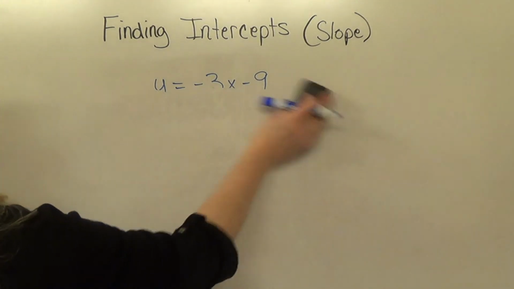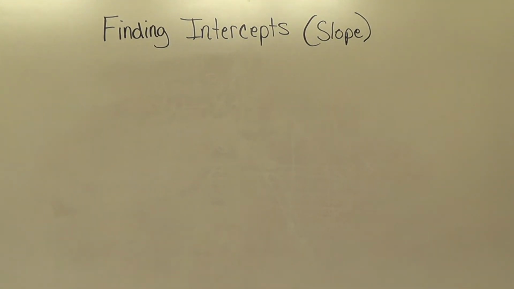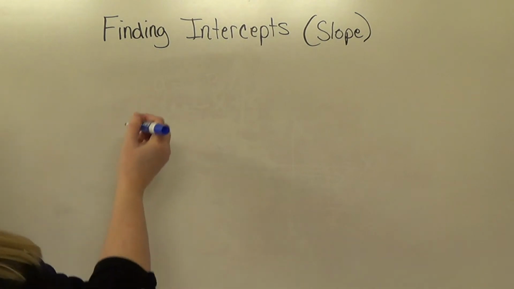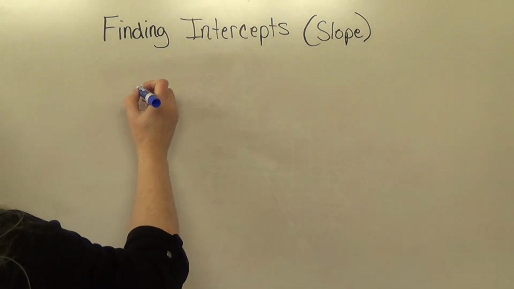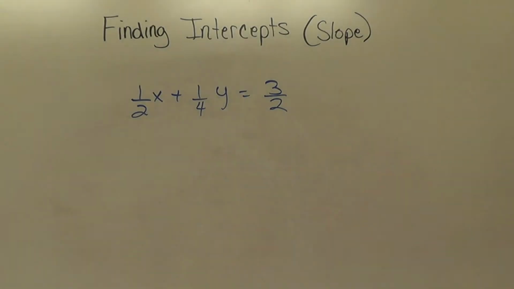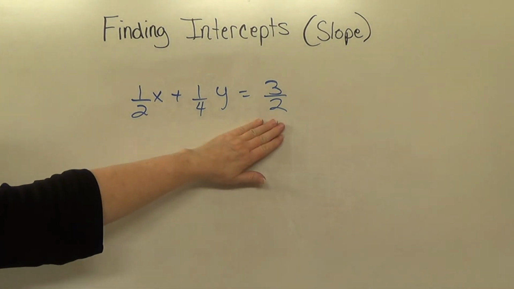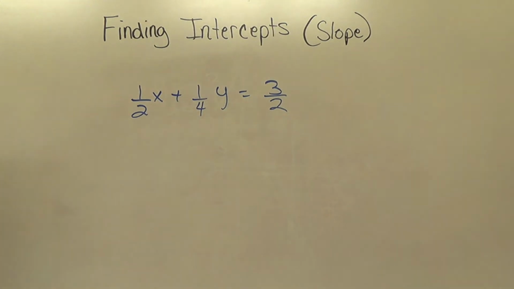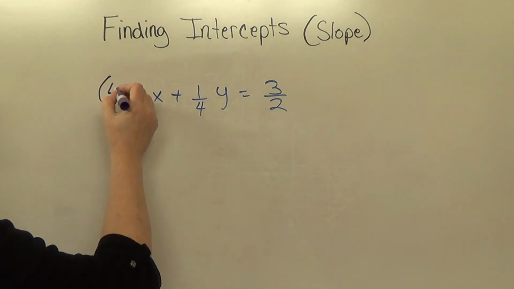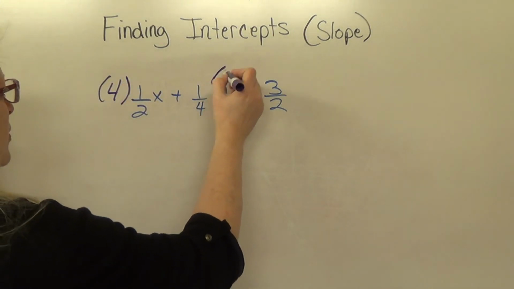Alright, let's take a look at working with a couple of fractions. Okay, in this problem, we have 3 fractions. We want to get rid of those. So we're going to focus in on the denominators, 2, 4, and 2. We want to find the least common multiple or the least common denominator, which would be 4. So I'm going to multiply each of these terms by 4.